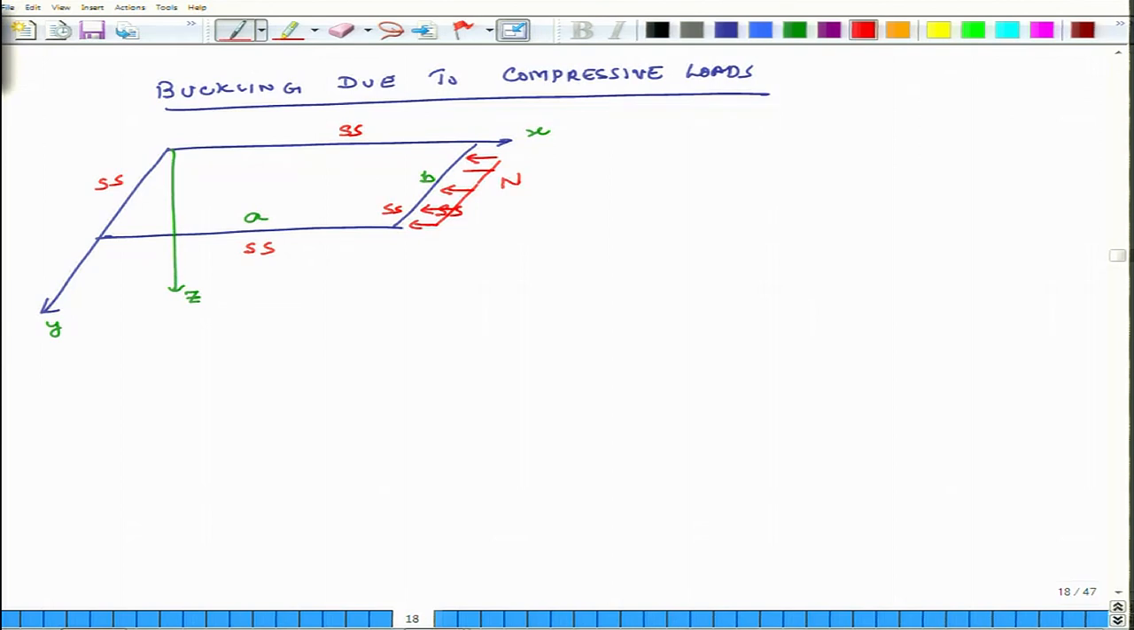So what do these simple supports do? What these simple supports ensure is that at x equals 0, which is edge 1, w0 equals 0 and Mx equals 0, and we will call it Mx minus. Then edge 2, x is equal to a, and of course u is equal to 0, because if u was not 0, then if I apply N, the plate will just move, so it will never buckle. So u is 0.